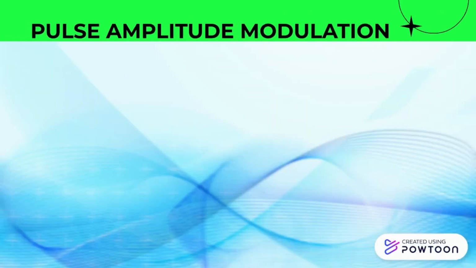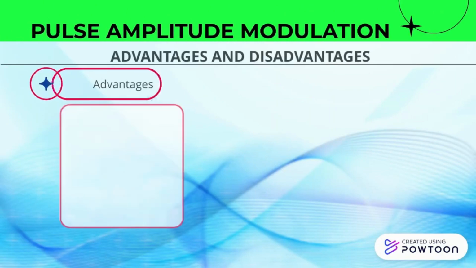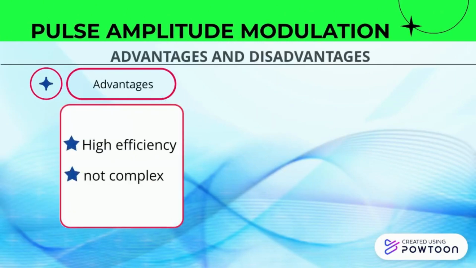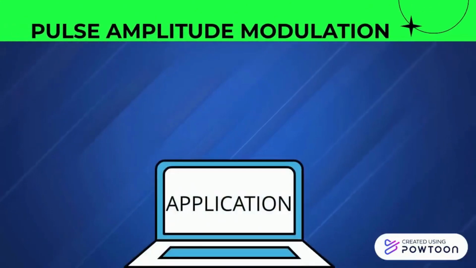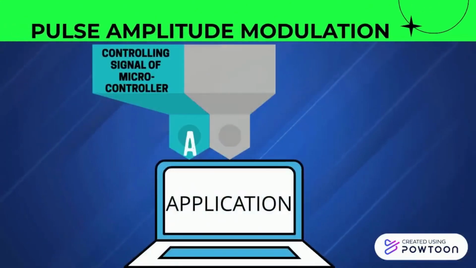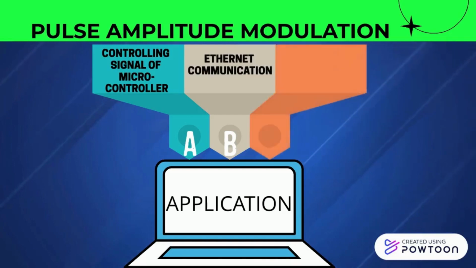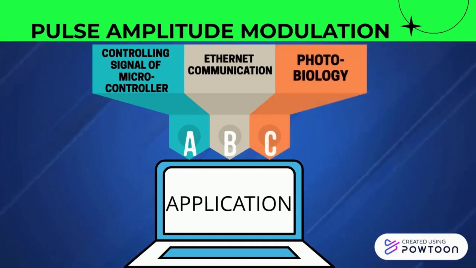The advantages of using PAM are that it has high efficiency and is not complex. However, for the disadvantages, it requires larger bandwidth and also requires more power. The applications of PAM are controlling signals of microcontrollers, Ethernet communication, and photobiology.